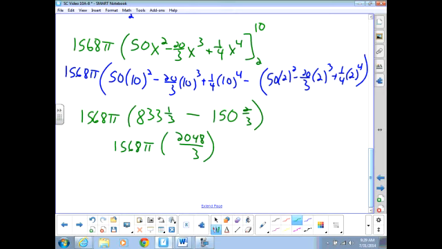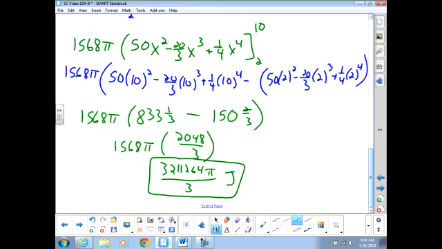Multiply by the 1568 pi, and we get 3211264 pi over 3. Now this was metric. We just found a work, so that means this is joules. Now if you punch that in your calculator, it would be 3,362,827.797. And that would be joules again. Joules are Newton meters, you could say.